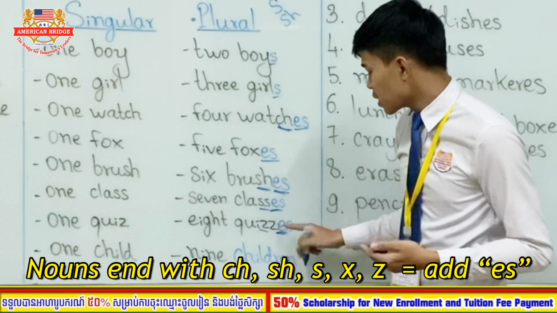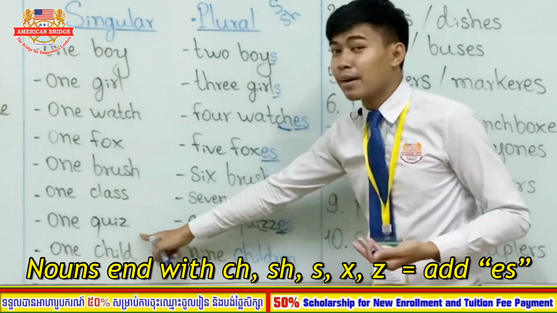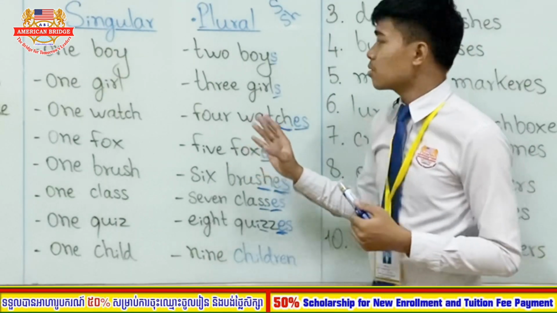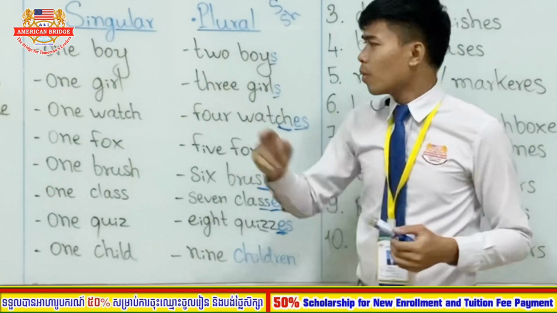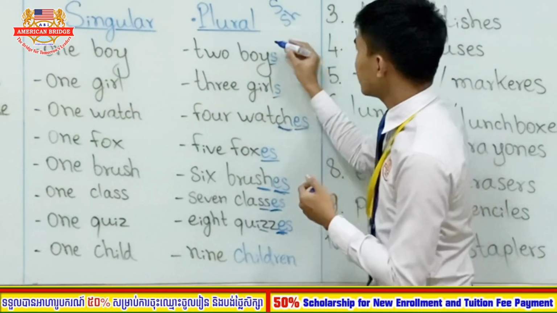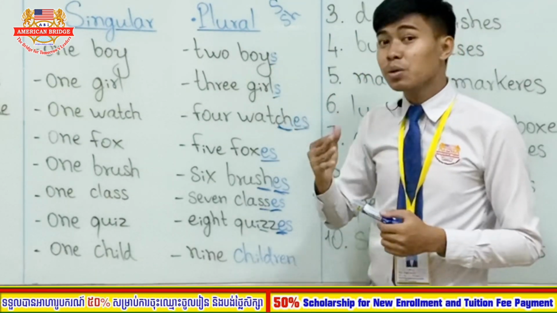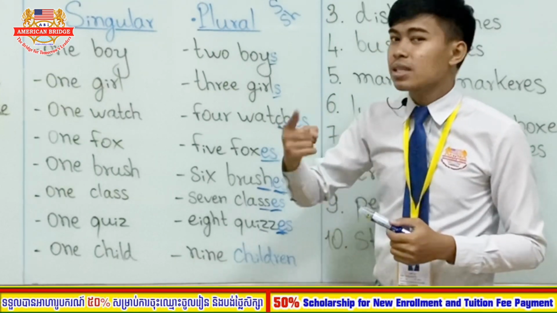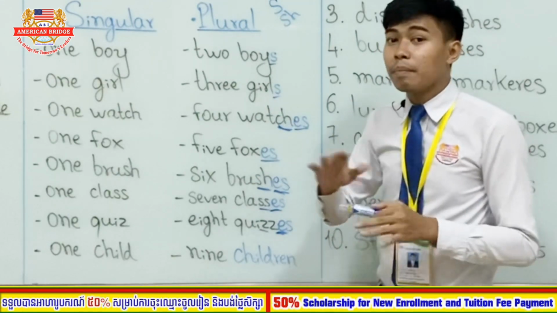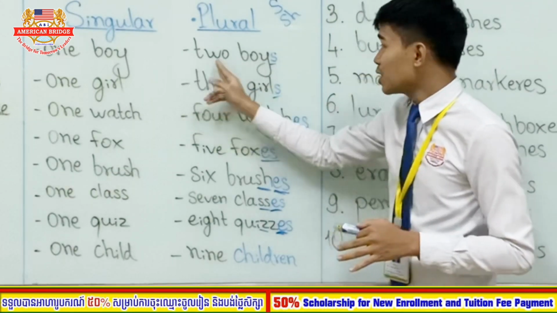Okay, why do we add es? Because it ends with letter z, right? So the noun that ends with letter z, we have to add es, right? So again, most nouns we just add s. So the question is, why don't we add es to the word boy? Why not one boy, 2 boys? Because the word boy ends with letter y, right? And I told you only the words that end with letter sh, ch, s, x, and z, we add es. But apart from those letters, we don't add es. We add only s. One boy, 2 boys.